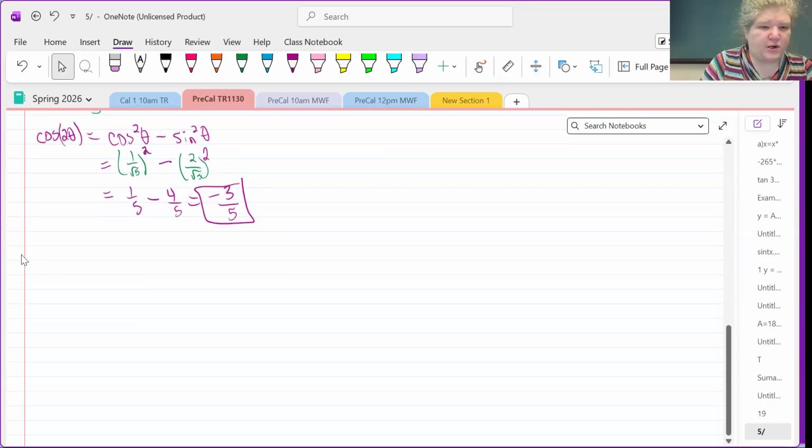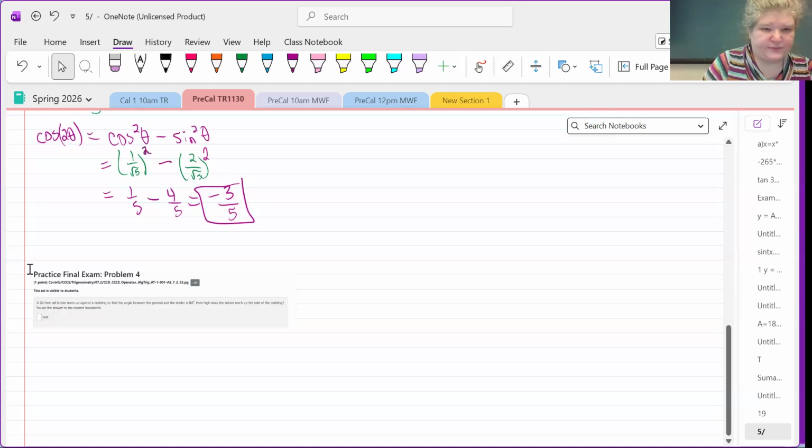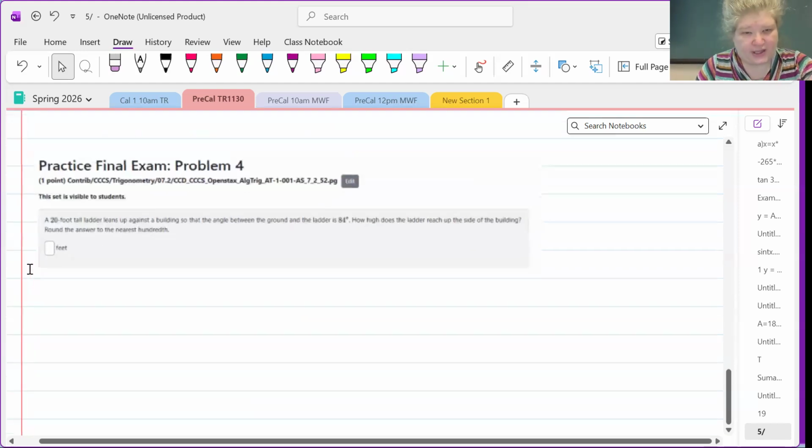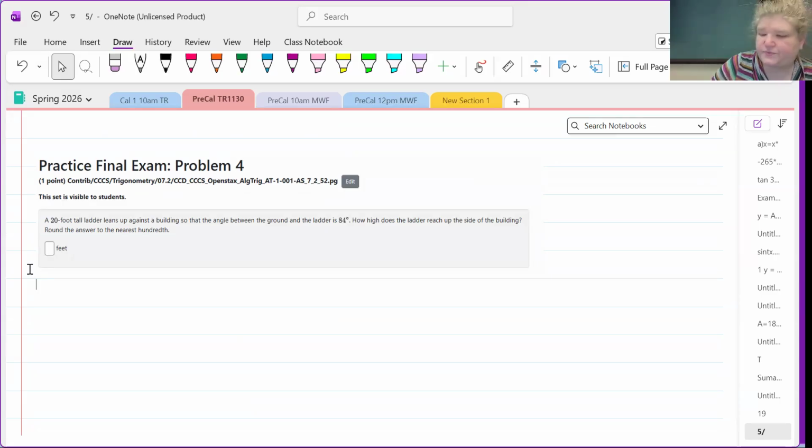All right, so 4 is a nice little word problem. And I only call it nice because it's little. So not a lot of words, not a lot of translation we got to do. So we have a 20-foot tall ladder leaning against a building so that the angle between the ground and the ladder is 84 degrees. How high does the ladder reach up the side of the building, round to the nearest hundredth? All right, so let's draw a picture.